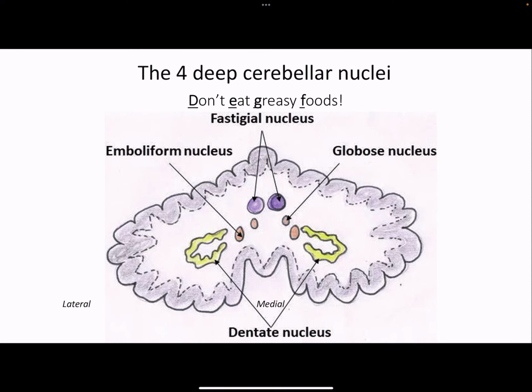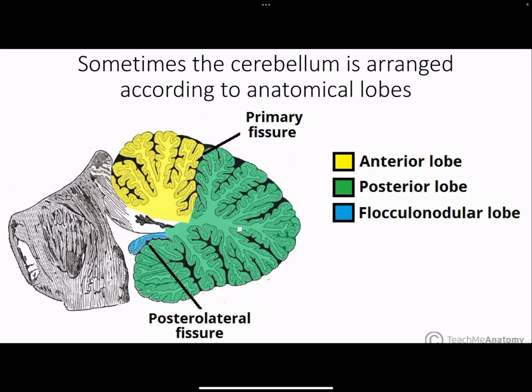All right, so here are the ones we were talking about. We have the dentate, the emboliform, the fastigial, and the globose nucleus. And so people remember this as "don't eat greasy foods." That's moving from the lateral to the medial. And the "eat greasy" ones are sometimes called the interposed nuclei, the ones in the middle.